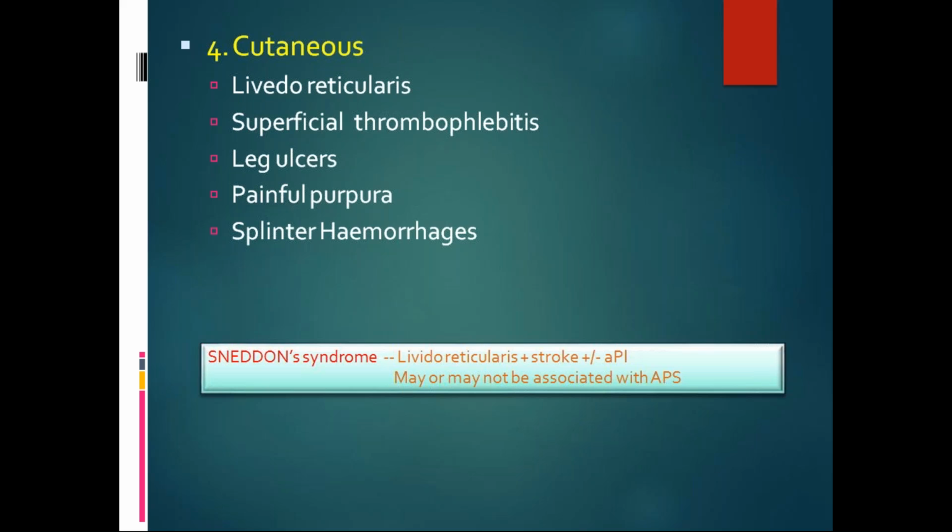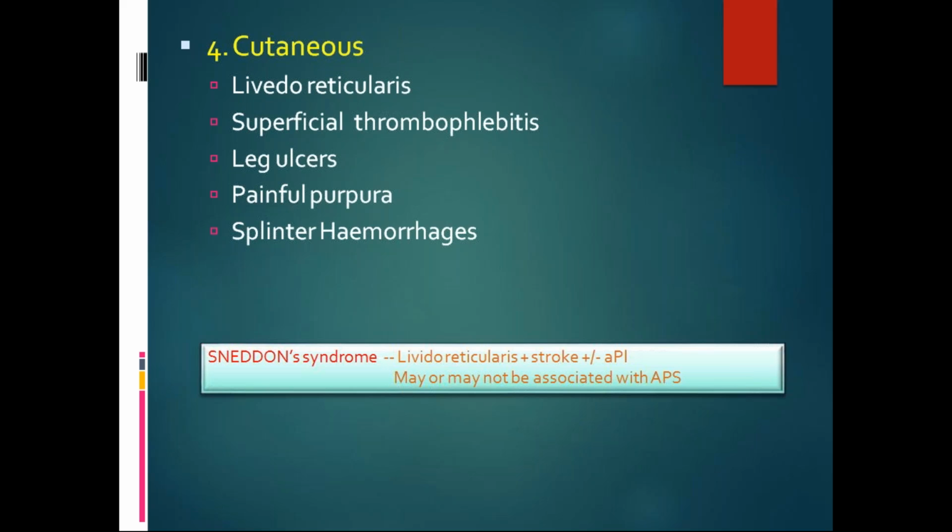Cutaneous livedo reticularis, I will show the picture. And superficial thrombophlebitis, painful leg ulcers. These are all the manifestations, all the thrombotic phenomena that can happen. Cutaneous, cardiovascular, neurologic, whatever. As I said, you must remember the basic thrombotic phenomena happening because of the antiphospholipid antibodies.